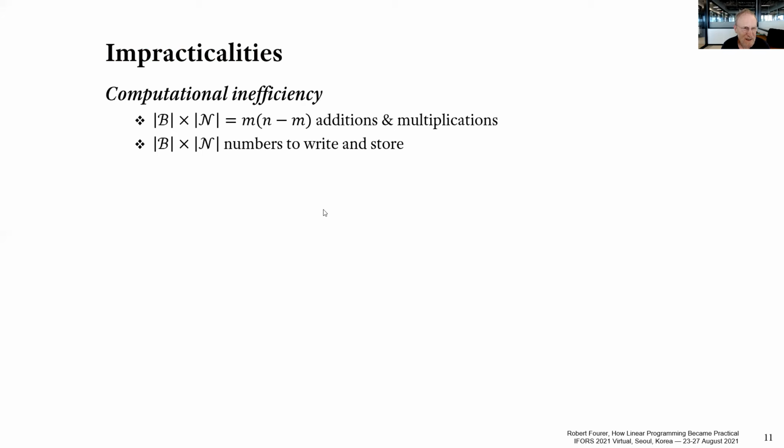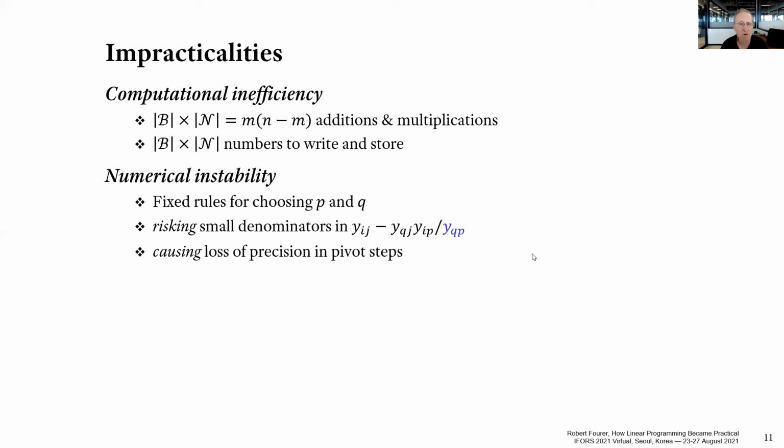And additionally, less well known, this was not a particularly numerically stable method. There are very fixed rules for choosing the pivot element, which in this formula is the element of that big tableau that's in the denominator. And it can happen that this number is rather small, and then it's well known that with this sort of elimination step that you do on the tableau, when this number is small, you can get serious loss of precision. So basically, this method did not lend itself to adapting it to concerns about numerical stability.